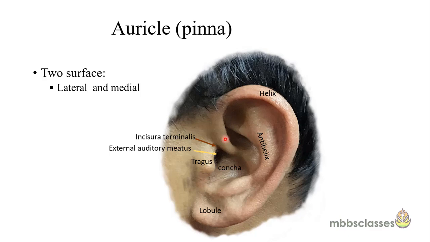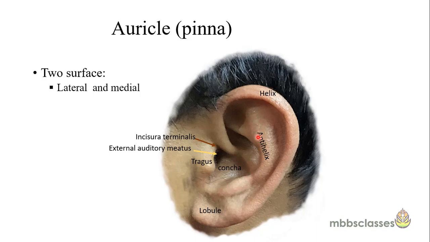So what are the ridges and depressions? The outermost largest rim is the helix. As you can see in this figure, it starts from here, the crux, then it turns in a curve-like manner, and it ends up in a soft tissue part which is called the lobule. There is another triangular projection in the anterior part of the external auditory canal, which is called the tragus. Just opposite to the tragus, there is another small projection, which is the antitragus.